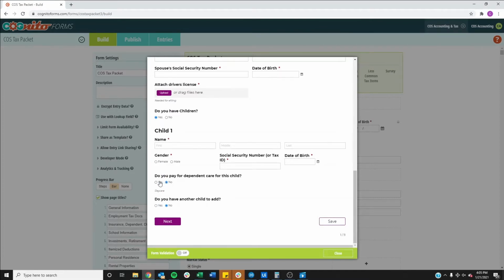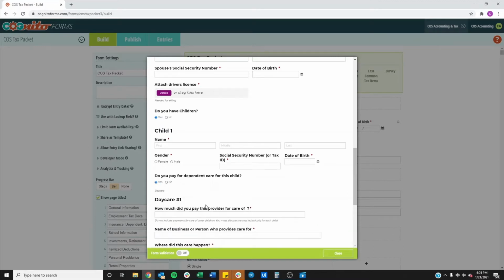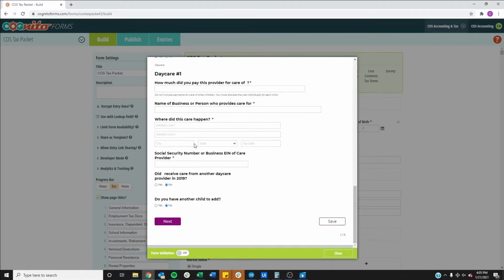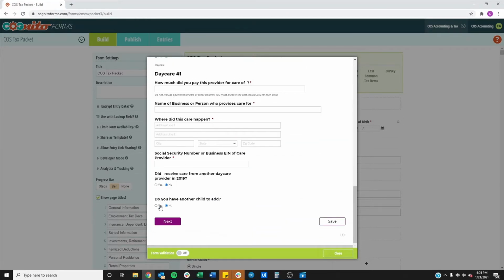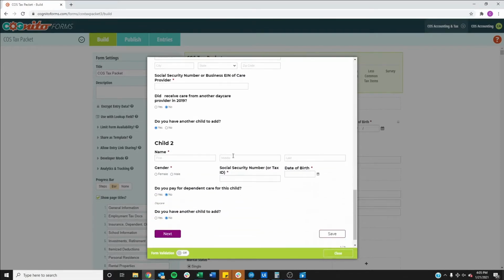If you had dependent care, so if they had daycare or child care and you wanted to take that deduction, you can fill that information in: where the care happened, the social security number of the person who provided the care, or the business EIN. And then you'll be able to add multiple daycare providers if you had more than one for one child. And then you'll be able to add additional children if you have more than one child. And you should be able to do up to 6 children.